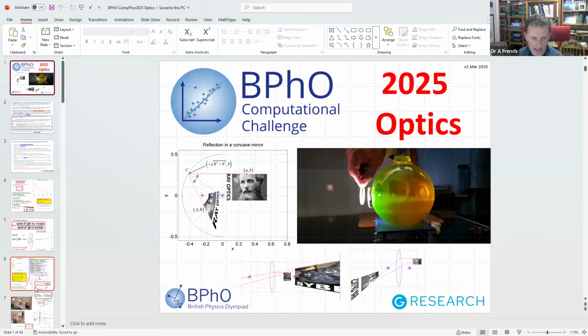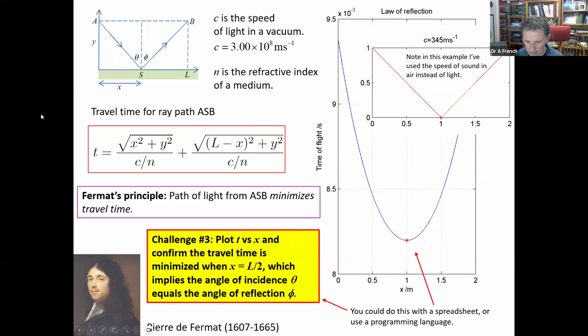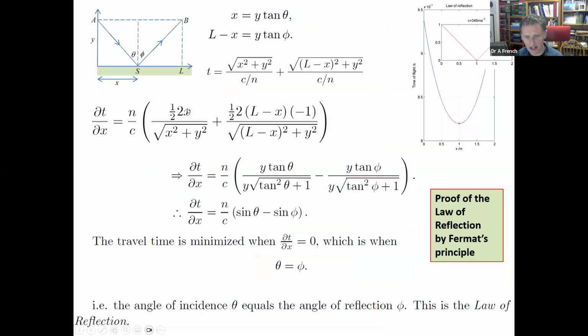This is all about waves and optics. If I find the one that was this one here, this was challenge number 3, and this is all about the law of reflection. In fact, let's look at challenge number 4, which is a bit more interesting. This is how you would derive Snell's law. You pick a point here, and then you go from A to B via this point S, which is distance x from our axis, and you want to work out what that path is. Now, Fermat's principle says that the path that the light takes is the one of least time, which is quite interesting. And this is how you work out the law of reflection.